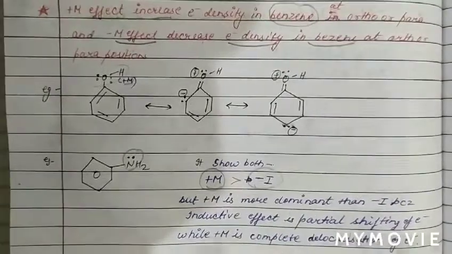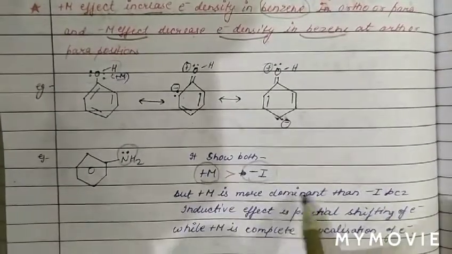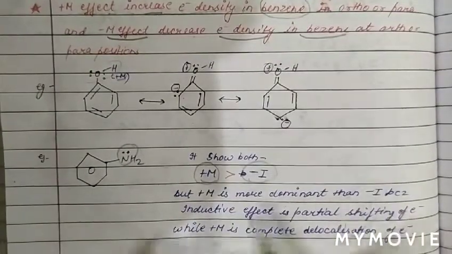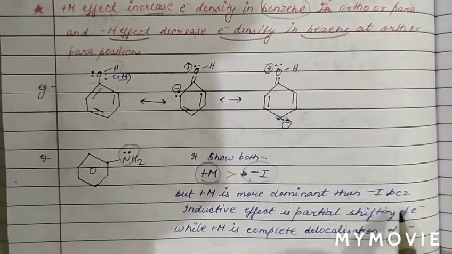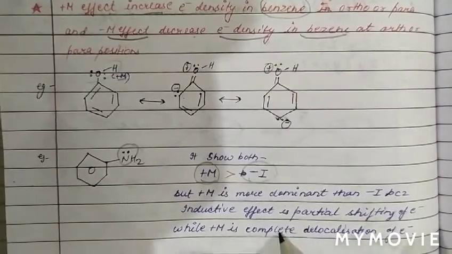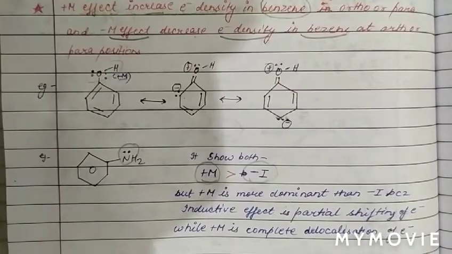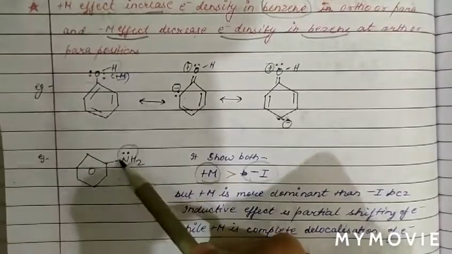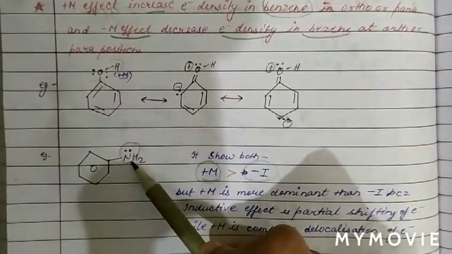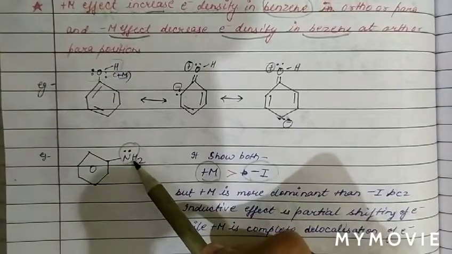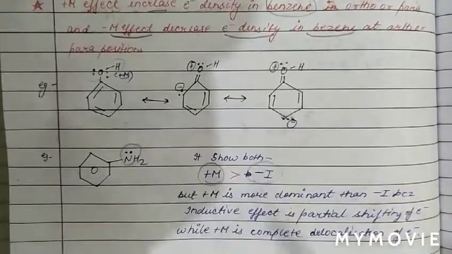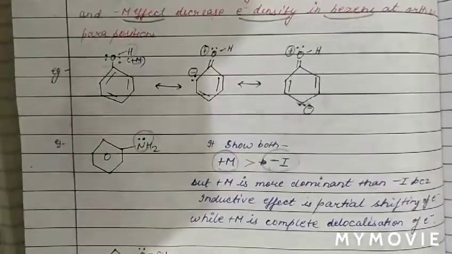So basically we can say plus M is more dominant than minus I, because the inductive effect is partial shifting of electron, while plus M is complete delocalization of electron. So there are two types of effect in NH2, plus M and minus I, but plus M is more powerful as compared to minus I. Now see the next case.